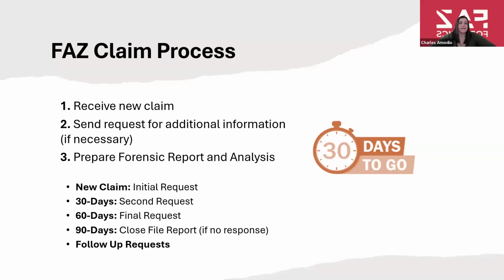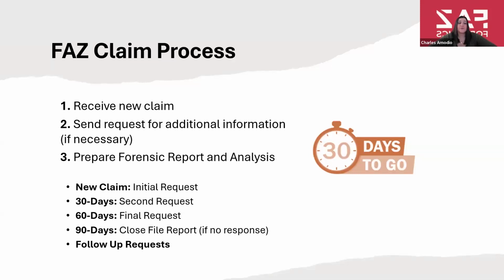And then after 90 days from receiving the claim and sending out the initial request letter, if we haven't heard back from anybody, we will send out a closed file report, basically stating that we've tried reaching out a few times, we haven't heard anything back, so we are under the assumption that the claimant or the insured is not interested in pursuing their lost earnings claim. But if in the future they do come back with the requested information, we can always reopen the claim and pick up where we left off.